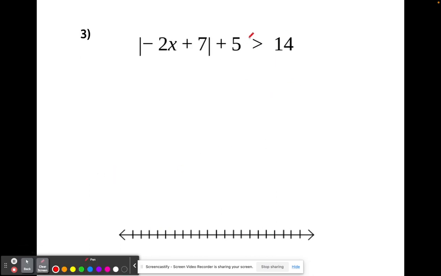Let's try another one. This is a great OR. So I'm going to have the OR graph. One will point to the right, one will point to the left. I'll make two inequalities. First thing we're going to do is subtract 5 from both sides. Now I have the absolute value of negative 2x plus 7 is greater than 9.